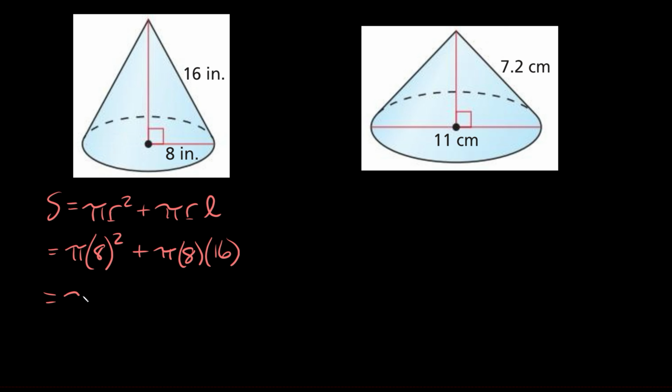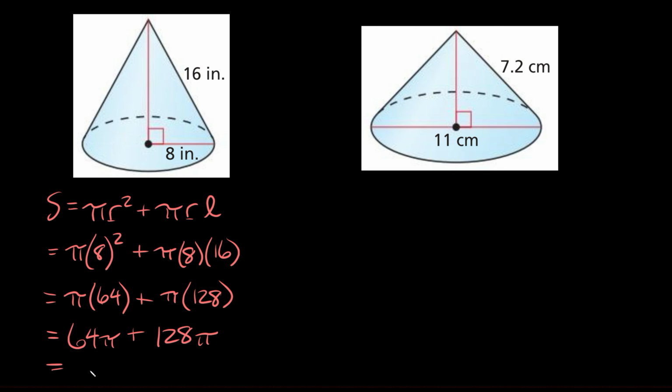So this is going to be equal to pi times 8 squared, which is 64, plus pi times 8 times 16, that's equal to 128. So this is equal to 64 pi plus 128 pi, and if you add these together, you get 192 pi. If you plug that into your calculator, you'll get approximately 603.2, and our units are in inches, and this is an area, so we get inches squared.